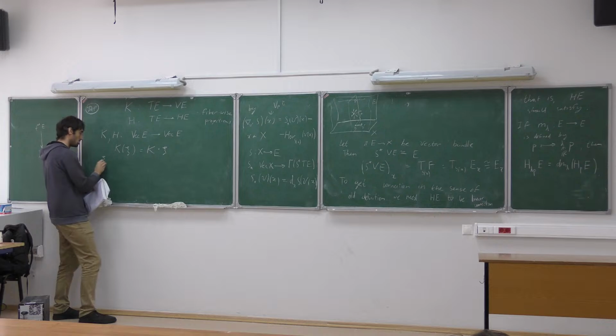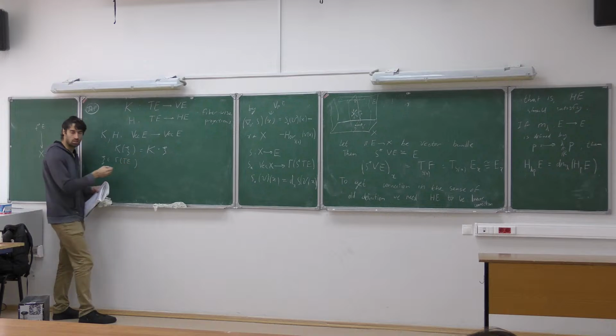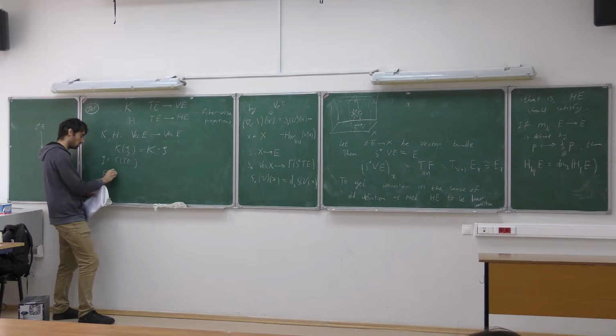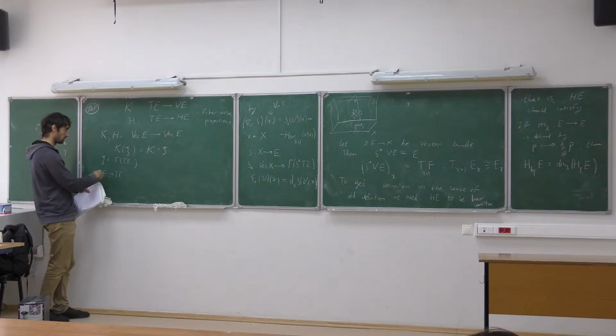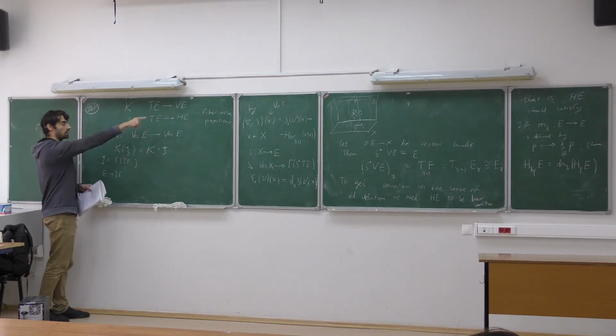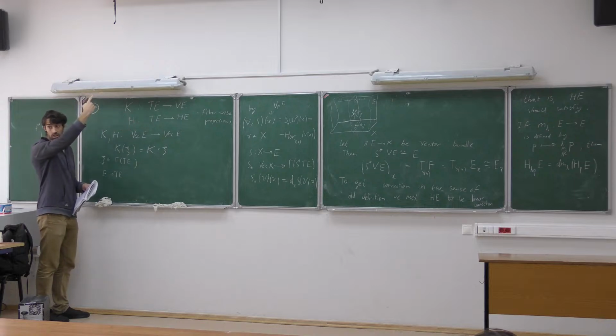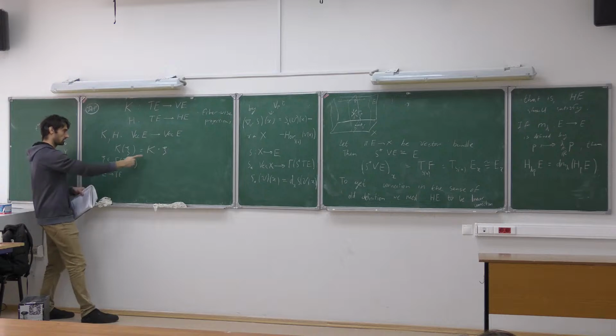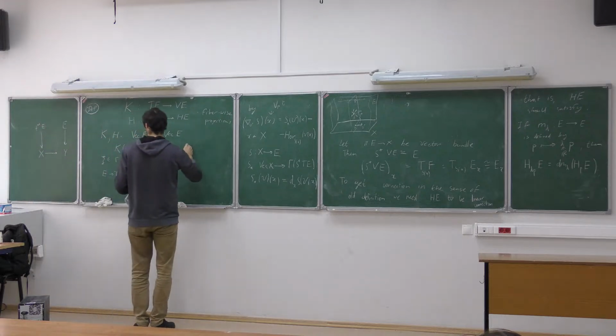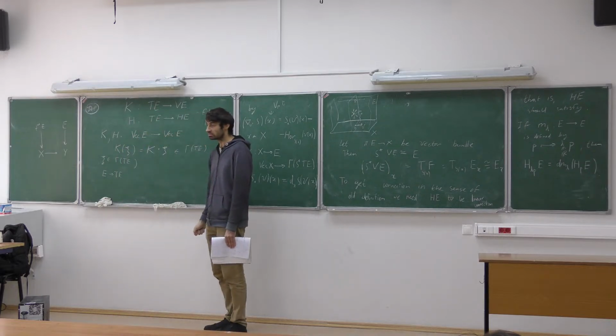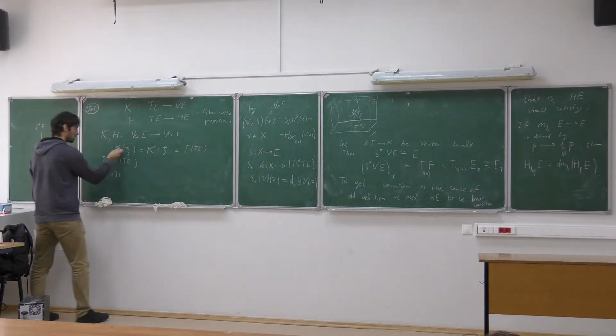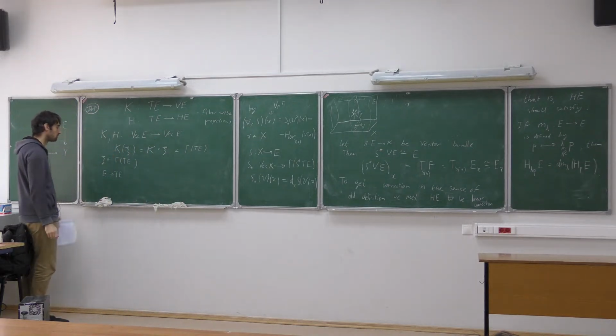So xi is a section of TE. I look at it as a map from E to TE, and I take first this map and then compose it with K. Well, VE is inside TE as well, so this also becomes a section of TE. And for H I can do the same.